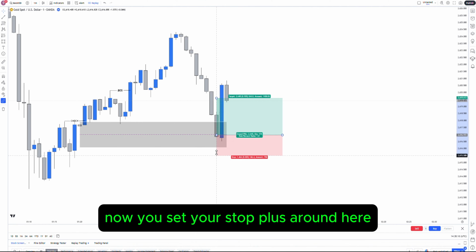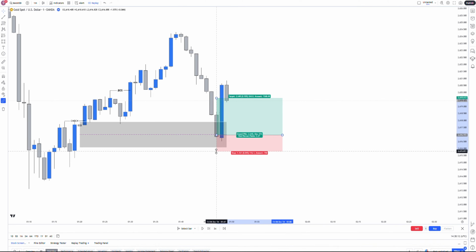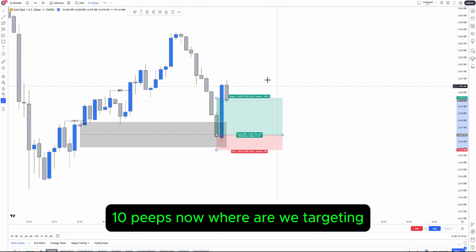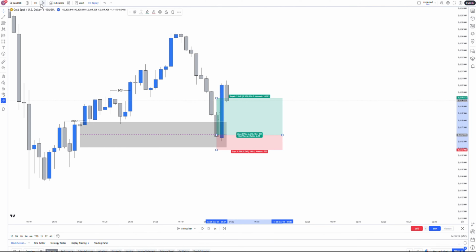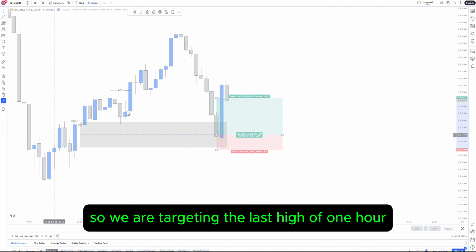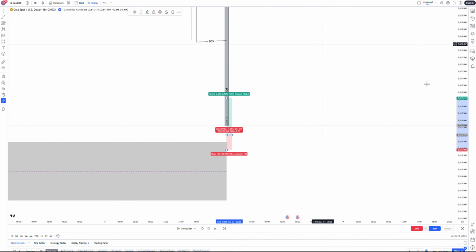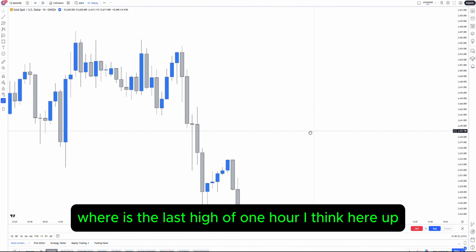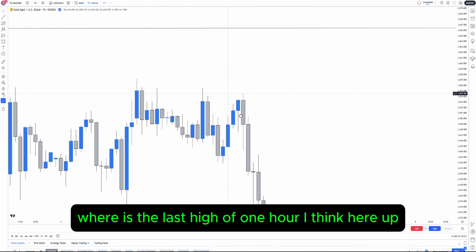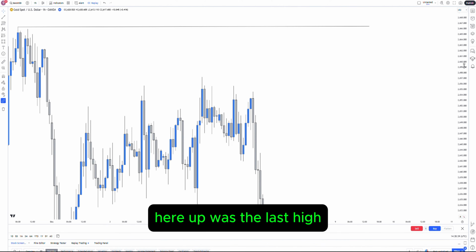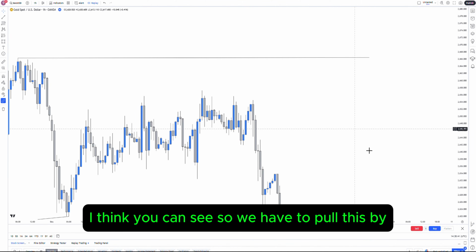Now you set your stop loss around here, and I think you can see about something like 10 pips. Now where are we targeting? Our highest time frame was 1 hour, so we are targeting the last high of 1 hour. Where is the last high of 1 hour? I think here up was the last high.